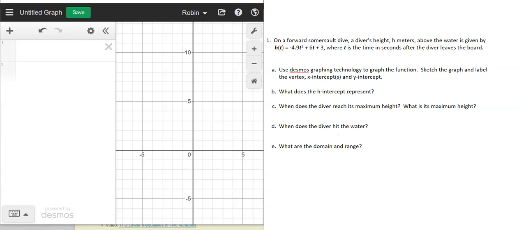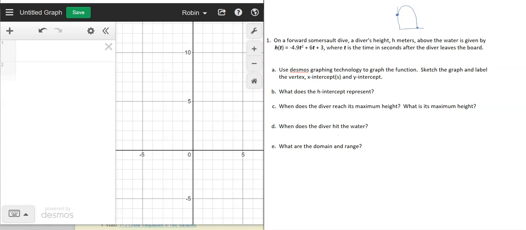So we already know that if I was to visualize this, here's a certain height of the diver, they're going to jump and they're going to go in. If I was to visualize it, it would look something like that. But what I'm going to do is sketch this, so I'm going to plug this function into technology, and the technology I'm going to use is Desmos graphing technology.